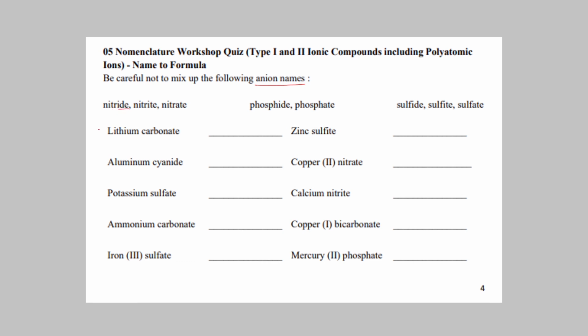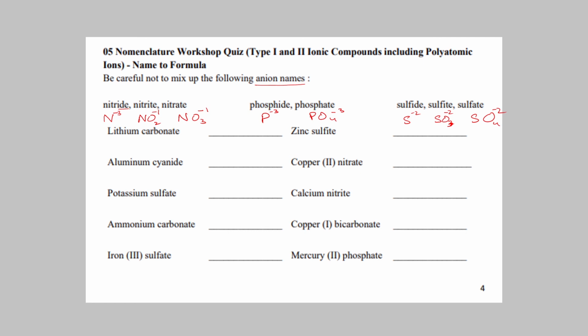Nitride is nitrogen with -3. Nitrite is NO2 -1. Nitrate is NO3 -1. Phosphide is just a phosphorus with -3 charge. Phosphate is PO4 -3 charge. Sulfide is just a sulfur with -2 charge. Sulfite is SO3 -2 and sulfate is SO4 -2.